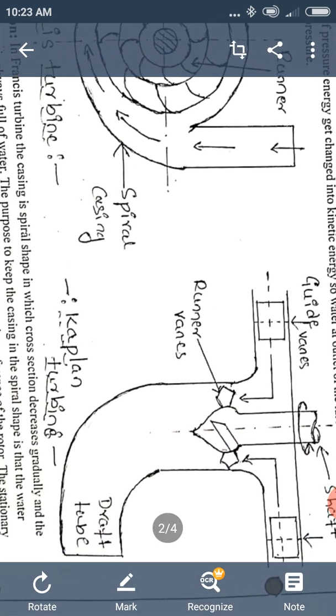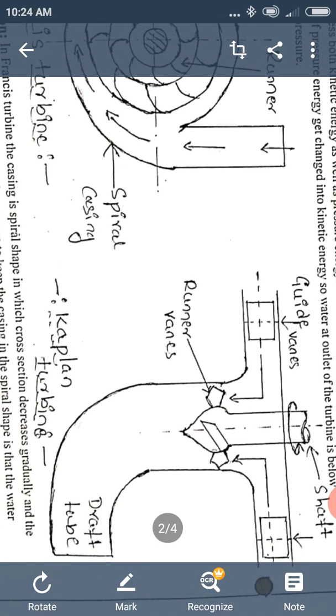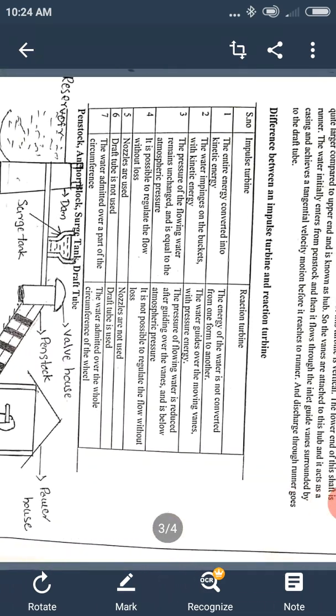So here you have the sketch of the Kaplan turbine. You have the spiral casing, and this is the shaft, and water is flowing parallel to the axis of the shaft, and this is called the draft tube.